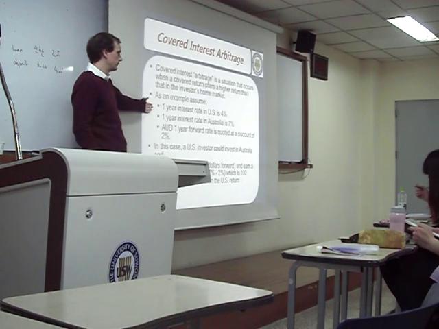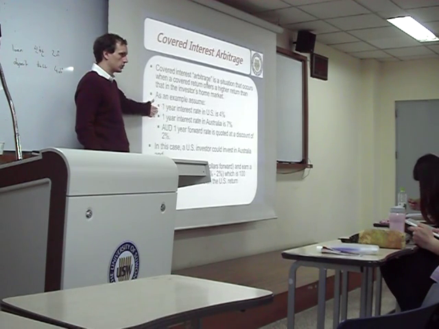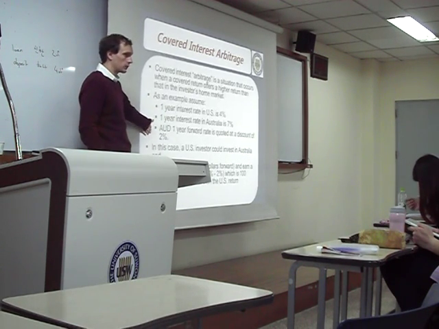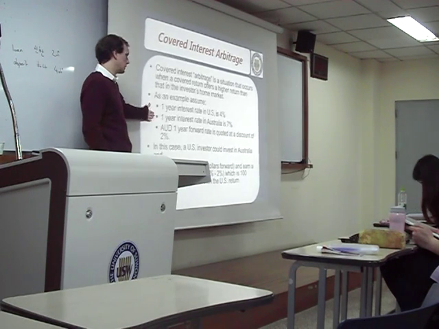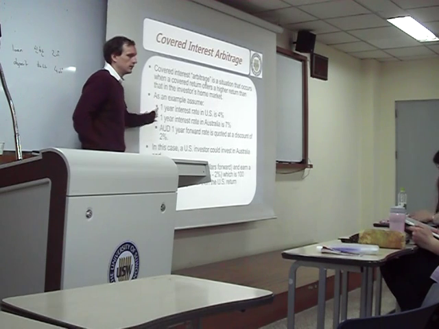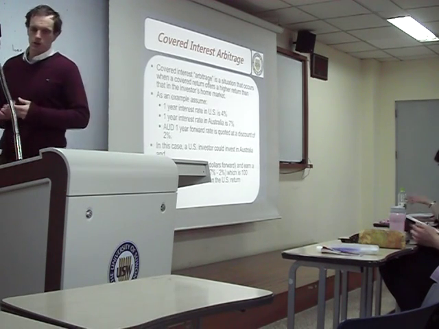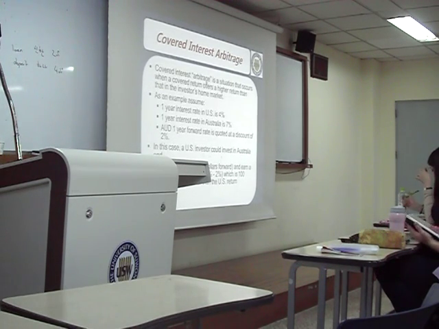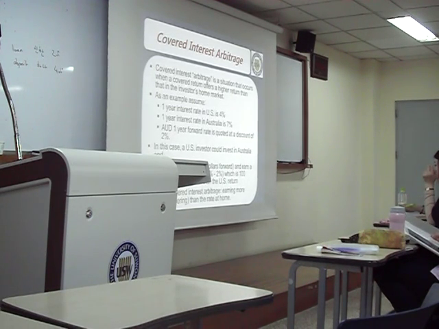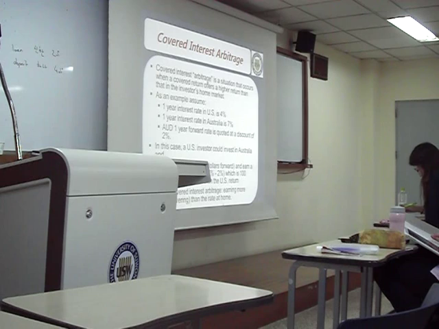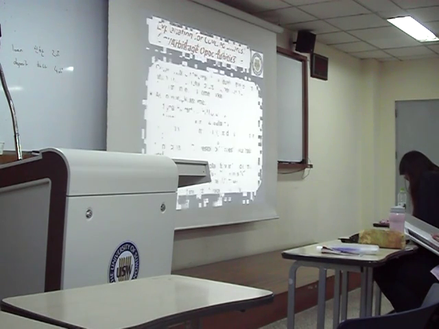Because that's sure, it's definite. Nothing can change. The bank will keep their, unless the bank goes bankrupt, which is unlikely, okay? Bank keeps their word, the Australian government keeps their word. Then I make a return, which is higher than the one in the US. This is covered interest arbitrage, earning more than the rate at home. So this doesn't really exist.